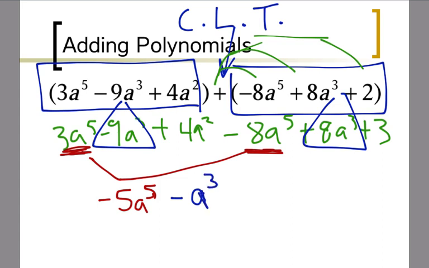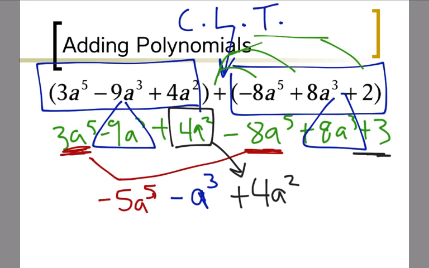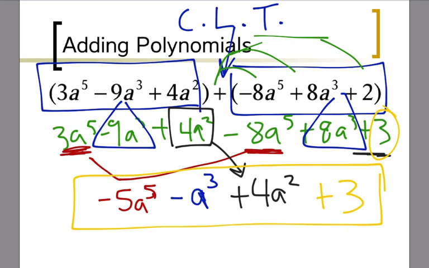And I didn't write the 1 because you don't have to, but you could if you wanted to. And then I have 4a to the 2nd, and I don't see any other a's to the 2nd in the second problem, so I rewrite just the plus 4a squared. I just bring it down. And the last thing that's left is I have my 3, and there's nothing that combines with the 3, so I just go ahead and bring the 3 down. So I combine all the things that have like terms, but if there are other things that don't have a like term, you just bring them down and put them in your simplified answer. And this is as far as we can go for this problem.